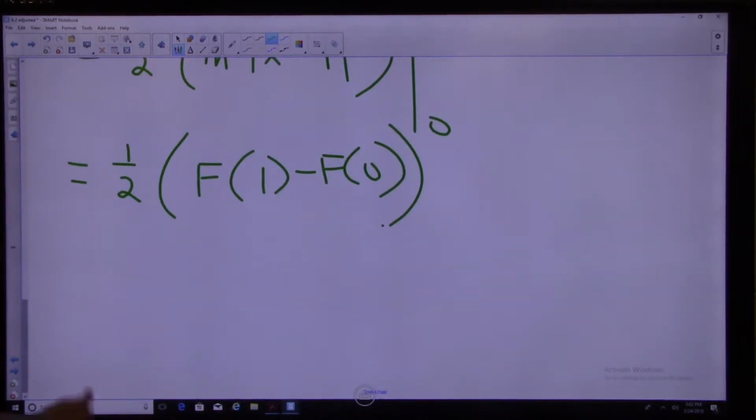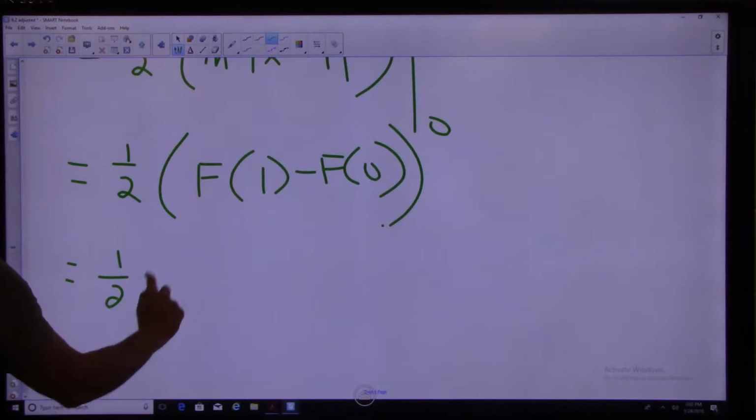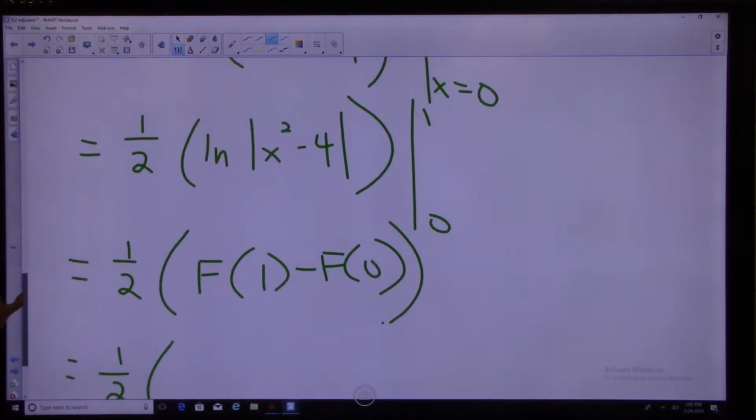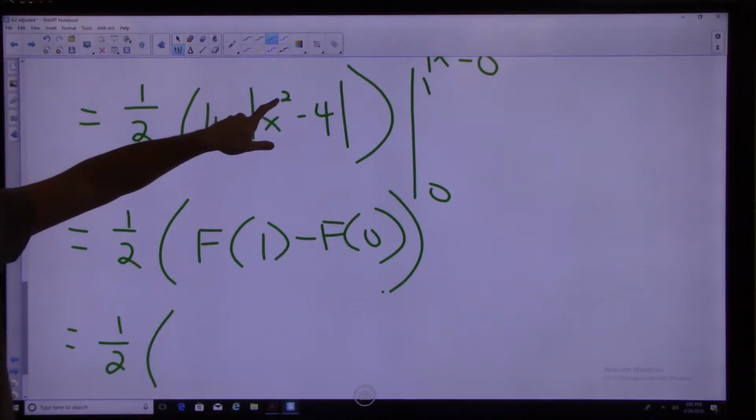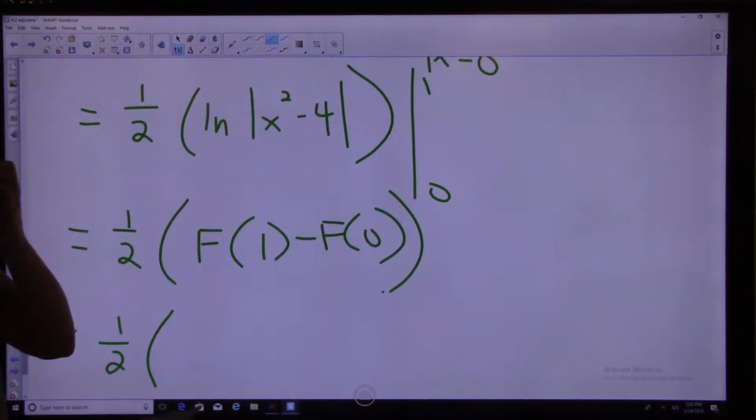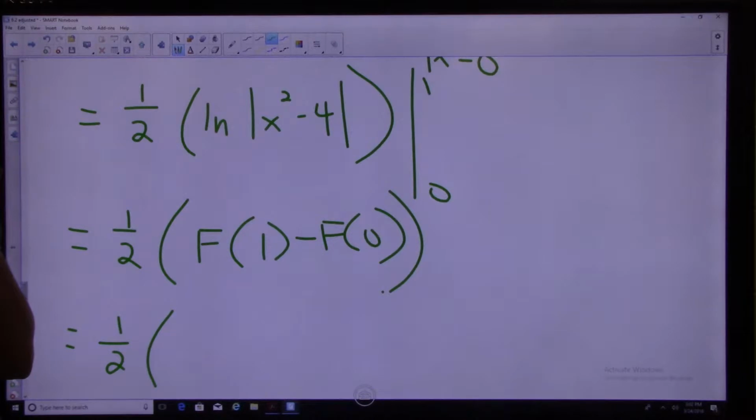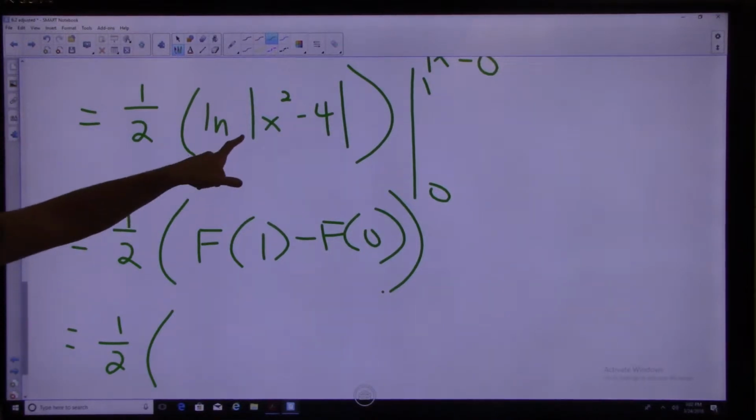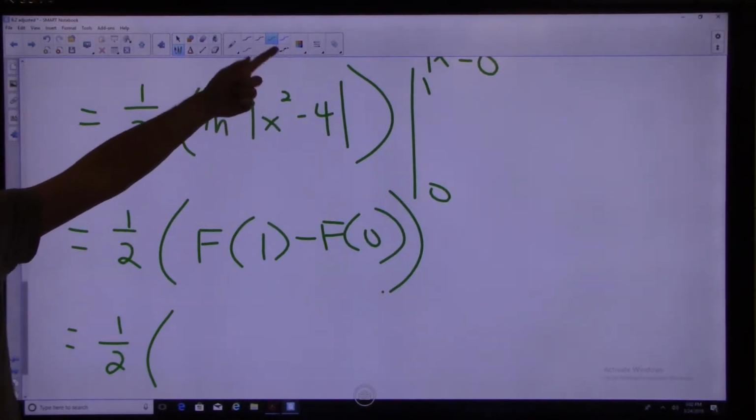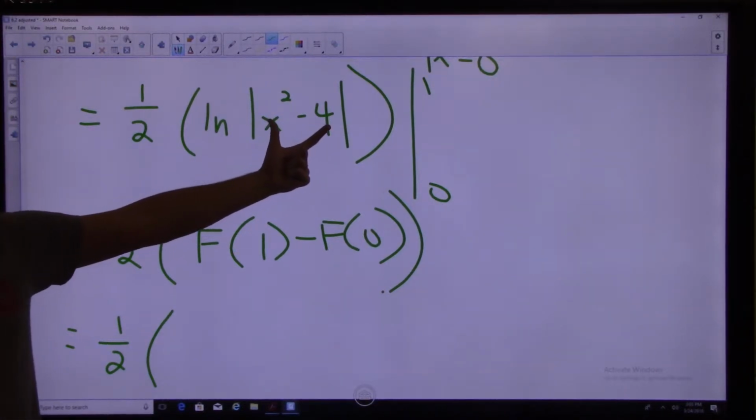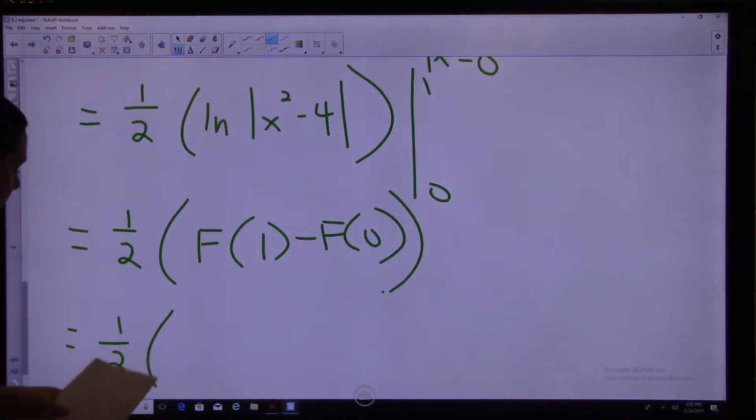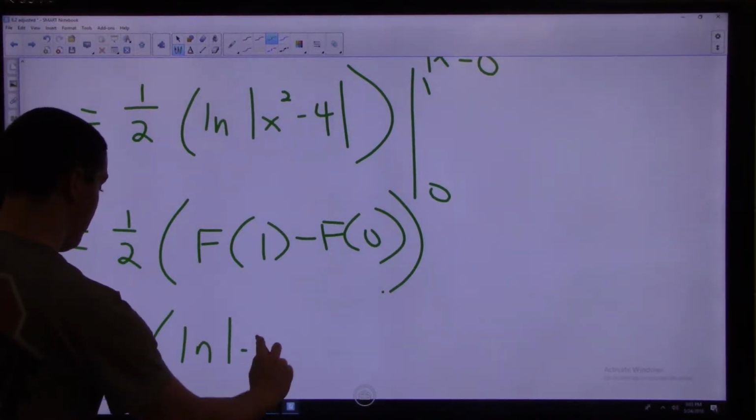So let's just plug in a 1. This is going to be 1/2 of F of 1. Let's do that in our head. It's going to be ln of 1 squared, which is 1, minus 4 is -3. So hopefully you can see why this is the absolute value. We're going to get ln of the absolute value of -3.